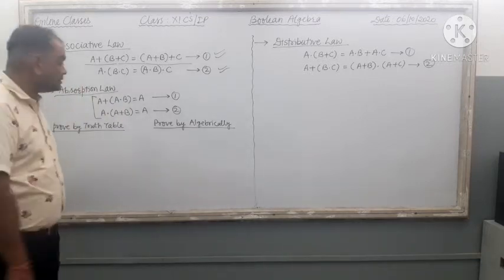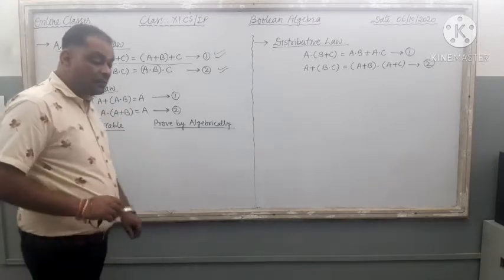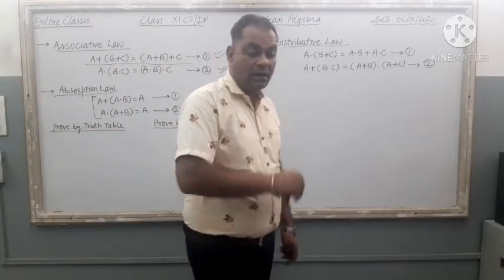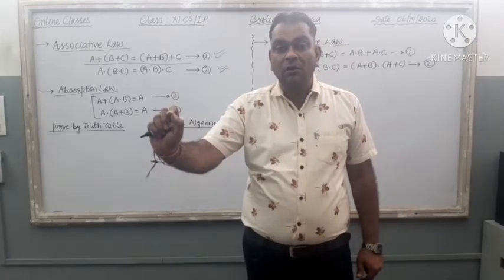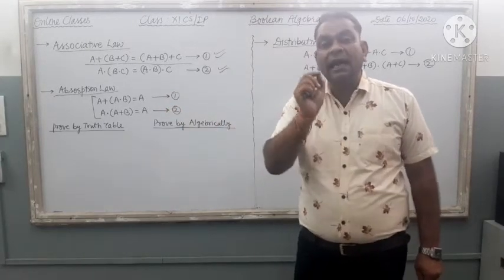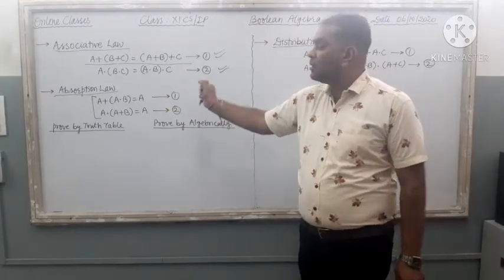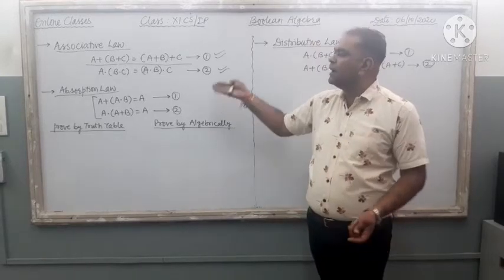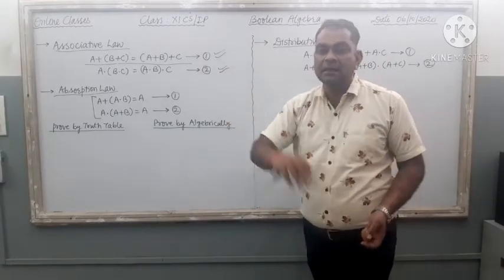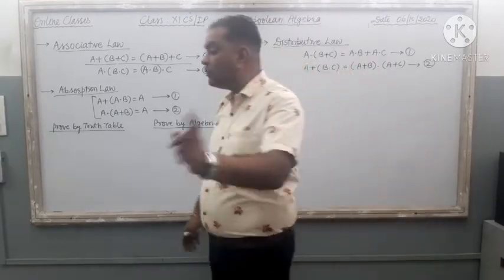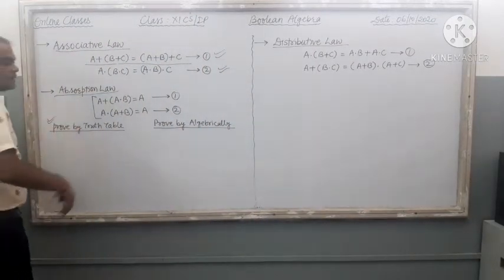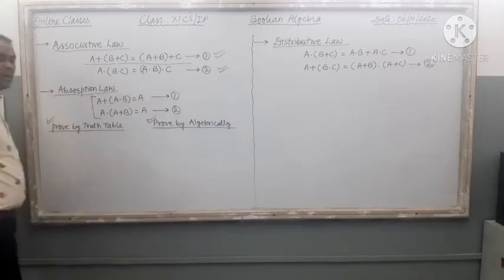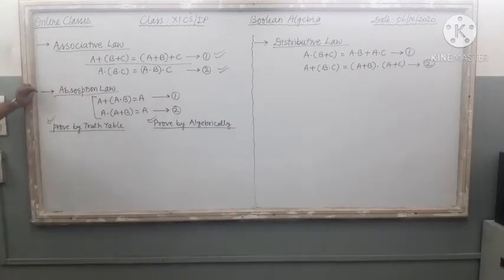Now, the question that comes in our CBSE pattern is: justify the absorption law, or justify and verify the absorption law, or prove the absorption law of Boolean algebra. So how to prove that law? Here we have two methods. The first one is the truth table method and the second one is the algebraic method.